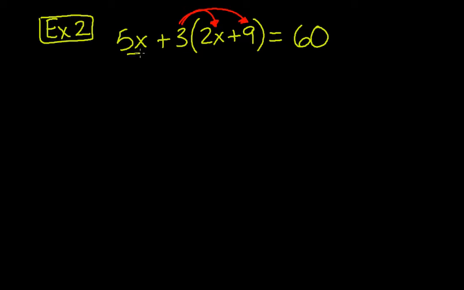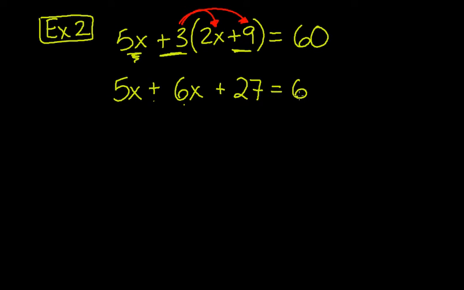So the 5 that's hanging out in the beginning, nothing's happening with him yet. He's just lurking, being a 5x. The 3 times the 2x, 3 times 2x would be 6x. And then over here, the 3 is multiplying the 9. 3 times 9 is positive 27. I put a plus here because a positive 3 times a positive 9 makes positive 27. Same here, positive 3 times 2x is positive 6x. And all this equals 60.